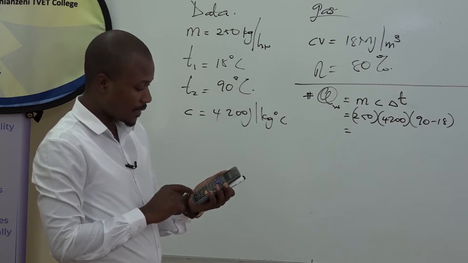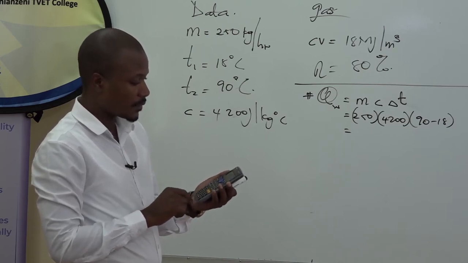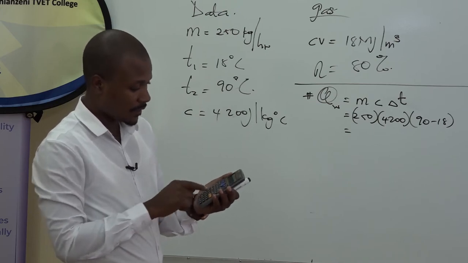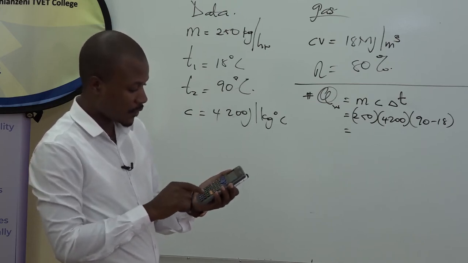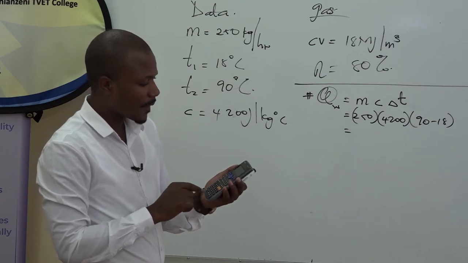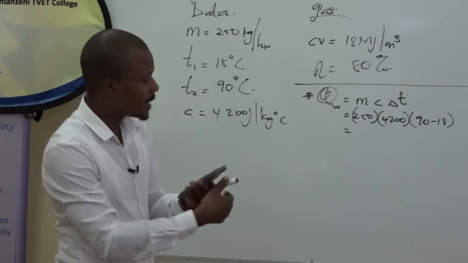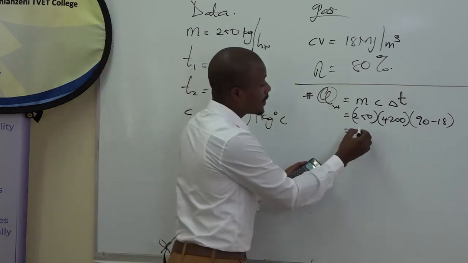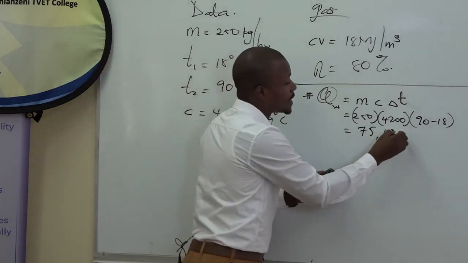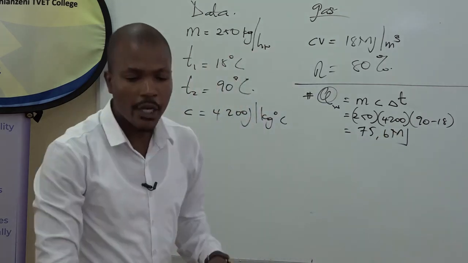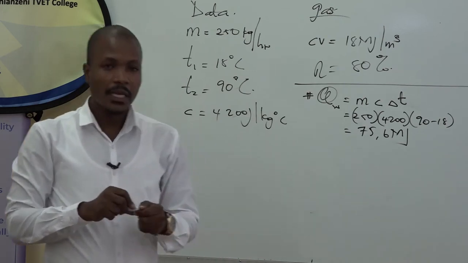Since it's a large value, we're going to divide that by 1 million. If we divide that by 1 million, we're going to have 75.6 megajoules.